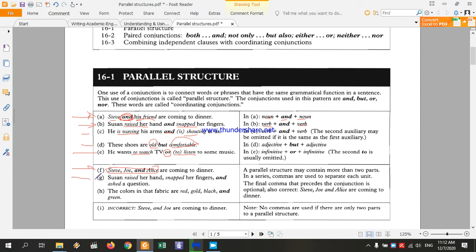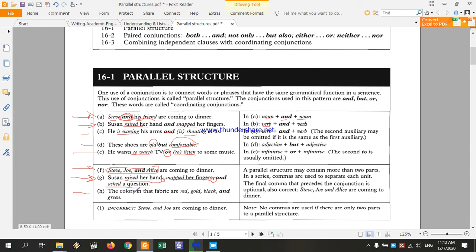We don't just use nouns, we can also use verbs in a series. For example, Susan raised her hand, snapped her fingers, and asked a question. These are phrases. So we're connecting several phrases with the use of commas. Remember that the three phrases must be of the same grammatical function, right? So what comes before and are verb phrases. So what comes after and is also a verb phrase.